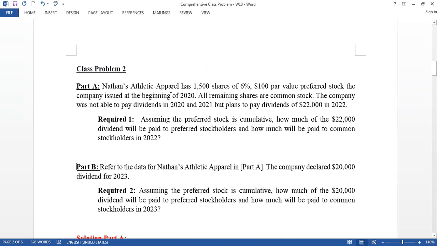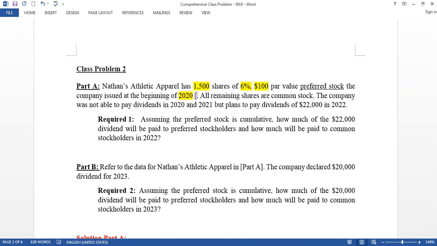Nathan Athletic Apparels has 15,000 shares, 6% is their dividend, $100 par value, and they are the preferred stock. So we find that the company issued preferred stock. How many preferred stock did they issue? They issued 1,500 preferred stock, par value $100, and 6% is the dividend. And which year did they issue it? They sold these shares in the year 2020.